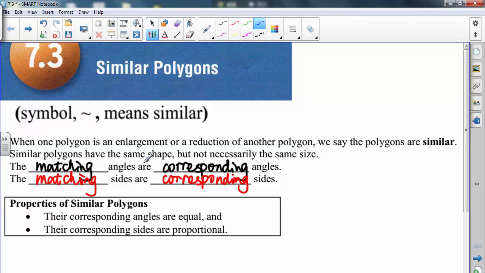Similar polygons must have the same shape, but not necessarily the same size. The matching angles in these two similar polygons are called corresponding angles. The matching sides are corresponding sides. If two polygons are similar to each other, they must have two properties. The first is that their corresponding angles must be equal, and the second is that their corresponding sides are proportional. Proportional means the ratios of their corresponding sides must be equal as well.